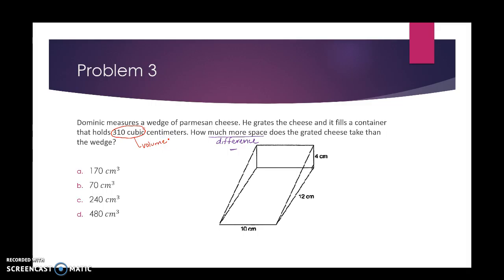All right. So if we're talking about volume, what is this shape? Is this a pyramid or a prism? Well, we know it doesn't come up to 1 point, so it's not a pyramid. It must be a prism. So if it's a prism, we're going to use the formula volume equals area of the base times height.